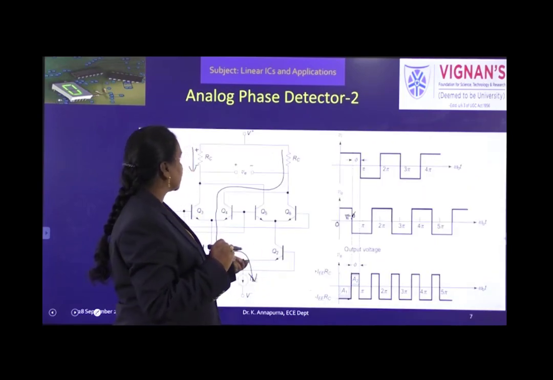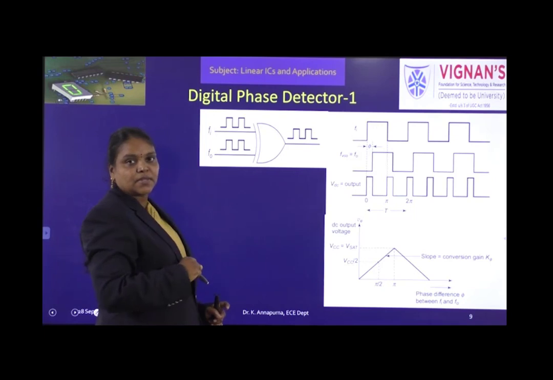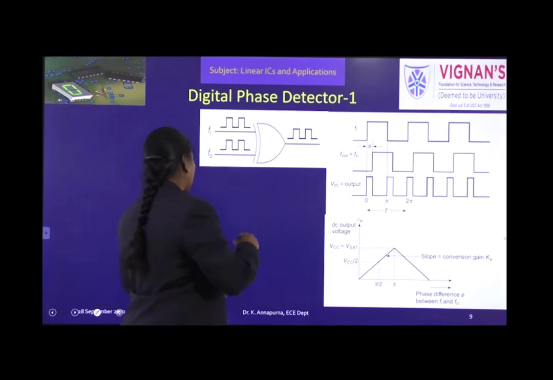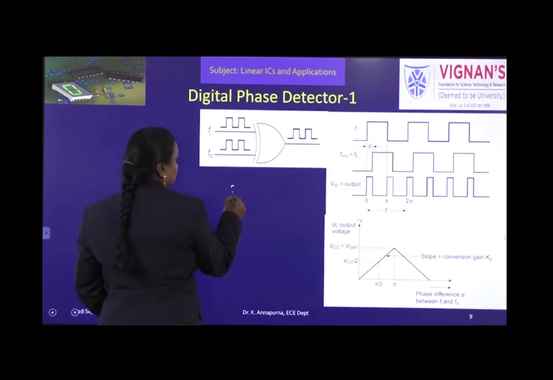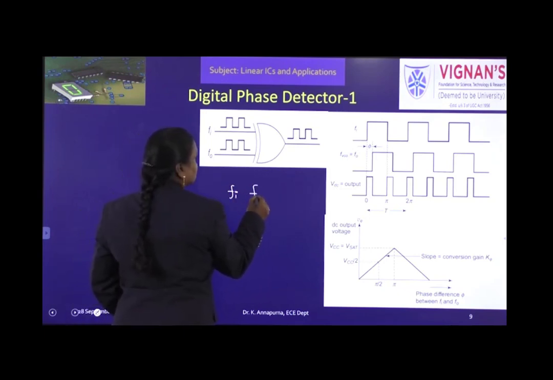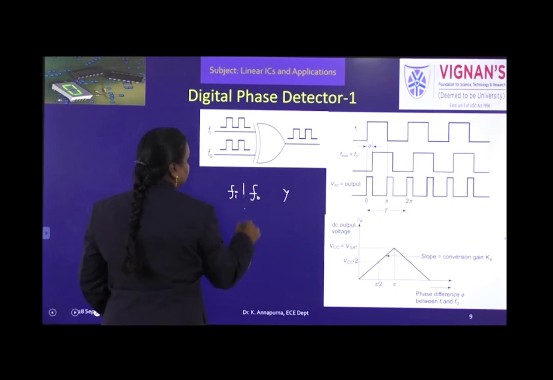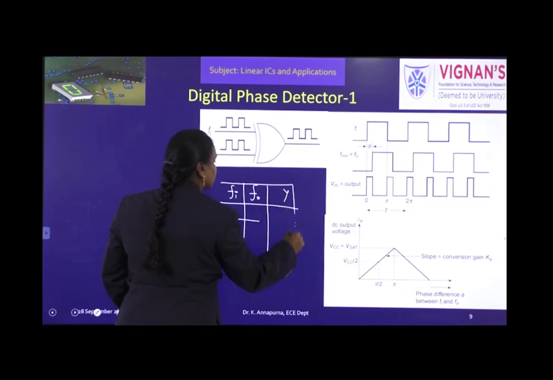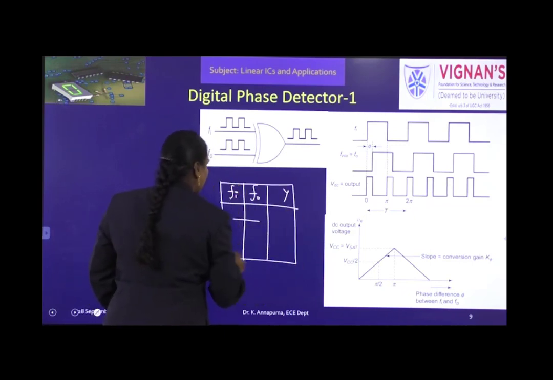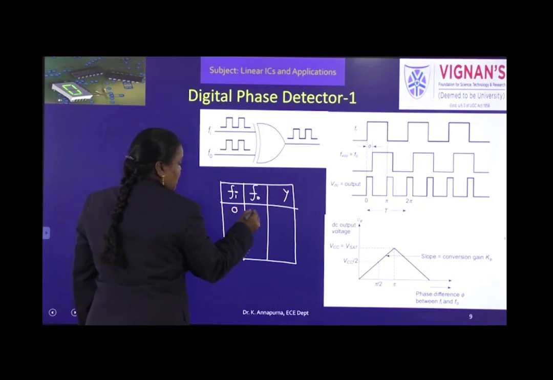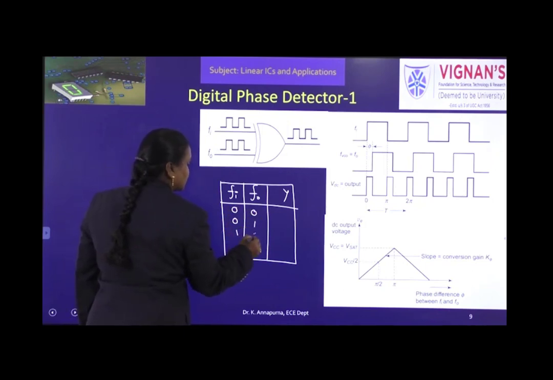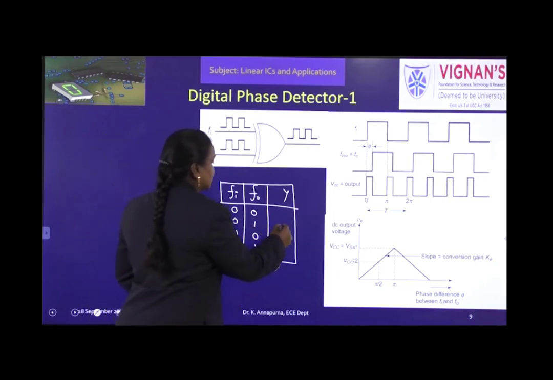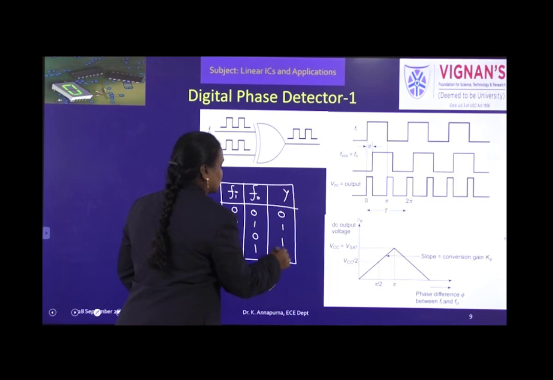And next one is digital phase detector. It is a simple XOR gate. You know the truth table of XOR gate, right? Suppose F5, F0 and output let it be Y. So for a 2-input XOR gate, what is the truth table? Total 4 combinations. Okay. For 0, 1 and 1, 0 only it gives us 1. For the remaining combinations it is 0.